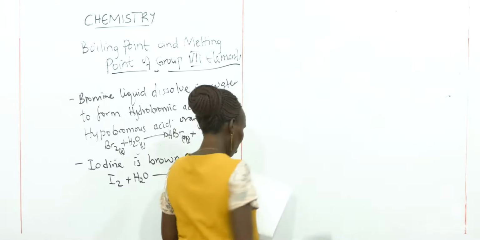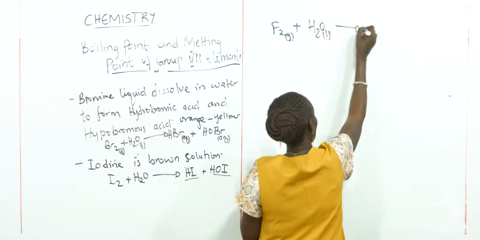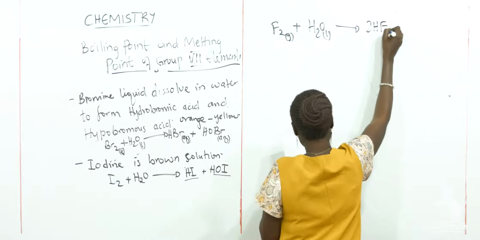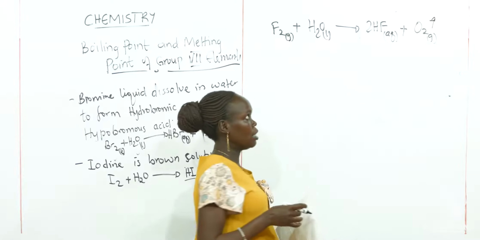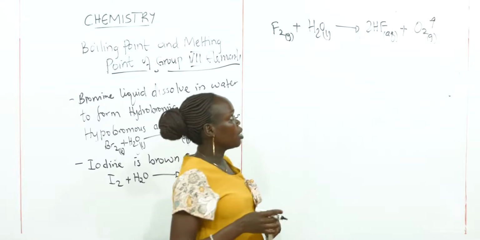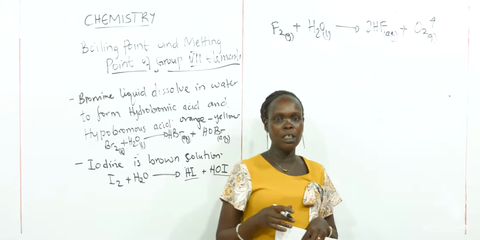So we are going to have chlorine gas plus water, which is a liquid. It will give us hydrochloric acid, which is aqueous, and then oxygen gas is liberated. So in this case, the difference is we are going to have oxygen gas with the first element, because it is highly reactive compared to the rest of the elements in the reactivity series.